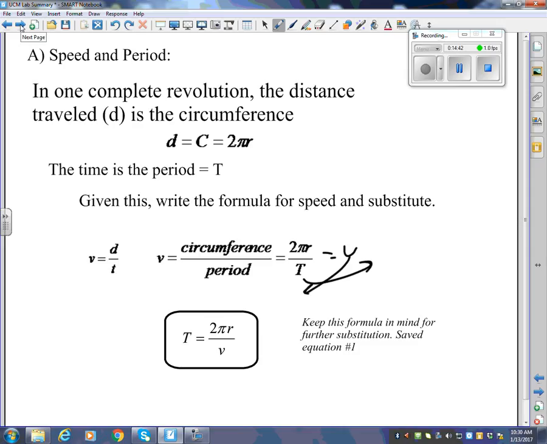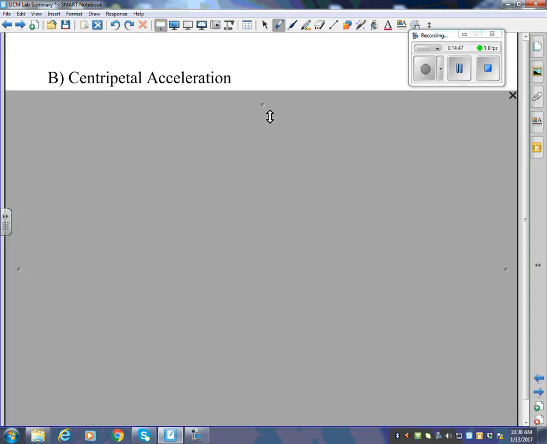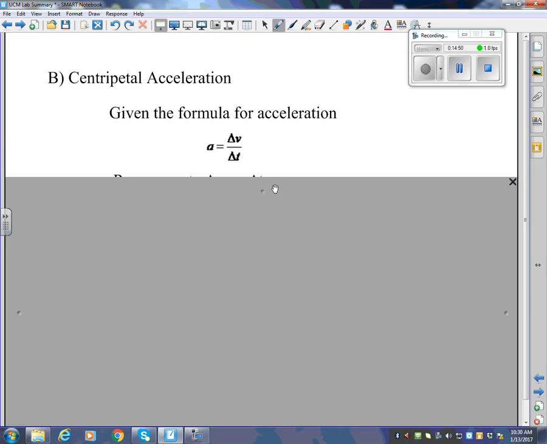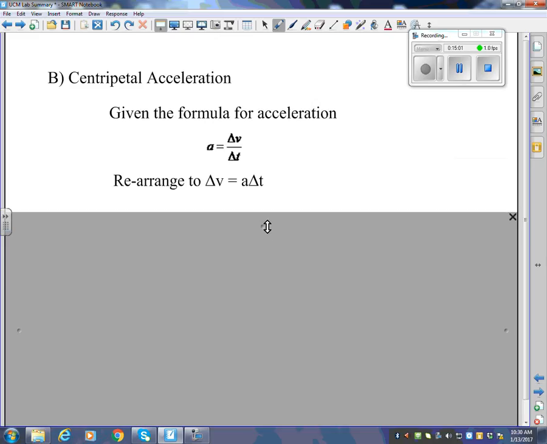Okay. On another line of thought, centripetal acceleration. Given that the formula for acceleration, that you remember from grade 11, is a equals delta v over delta t. Okay, that's not new, right? We're going to rearrange that to delta v is equal to a delta t. Everybody good with that?